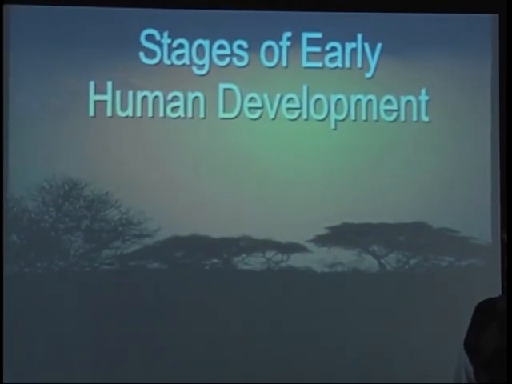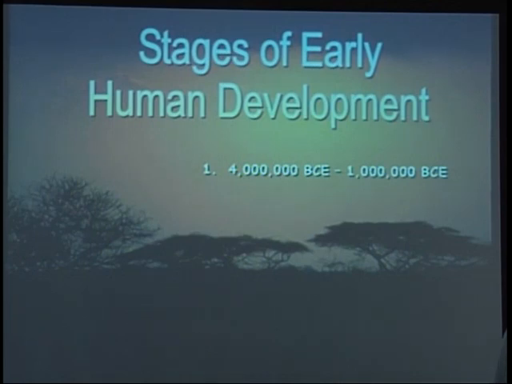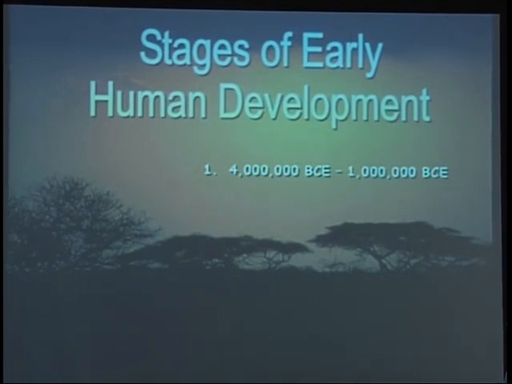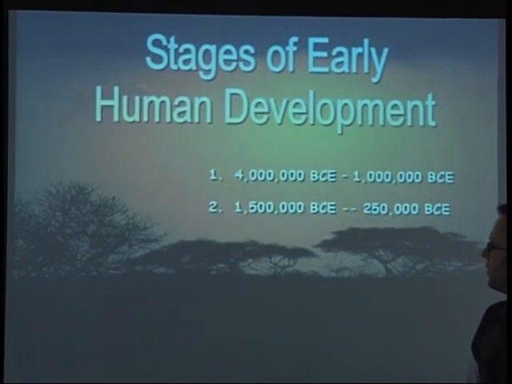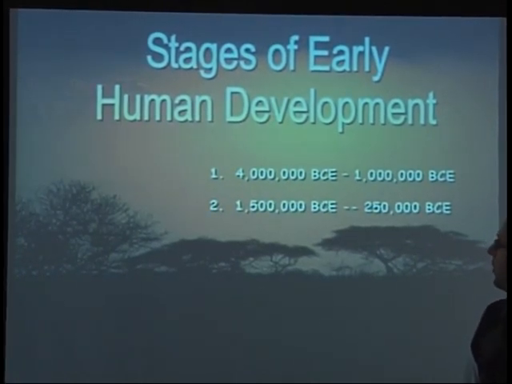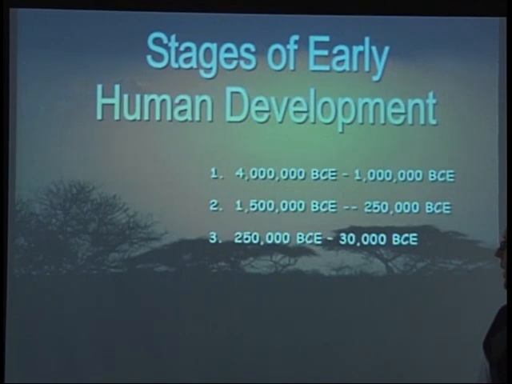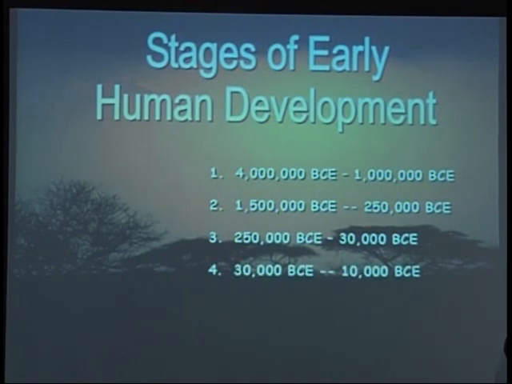The stages of early human development. Human development really starts around 4 million years ago, and stage 1 goes up to about 1 million years ago. Stage 2 from about 1.5 million to about 250,000 years ago, and stage 3 from about 250,000 years ago to about 30,000 BC, and stage 4, 30,000 BC to about 10,000 BC.